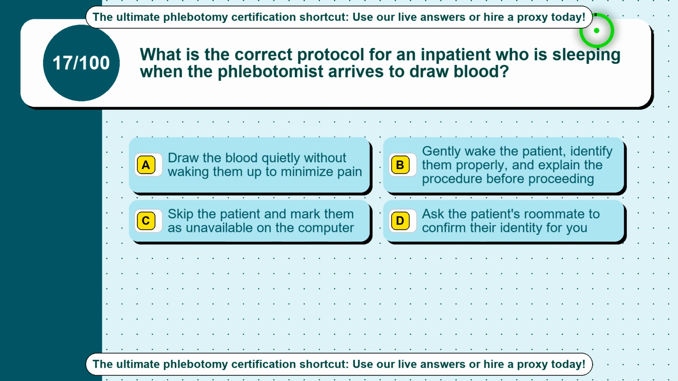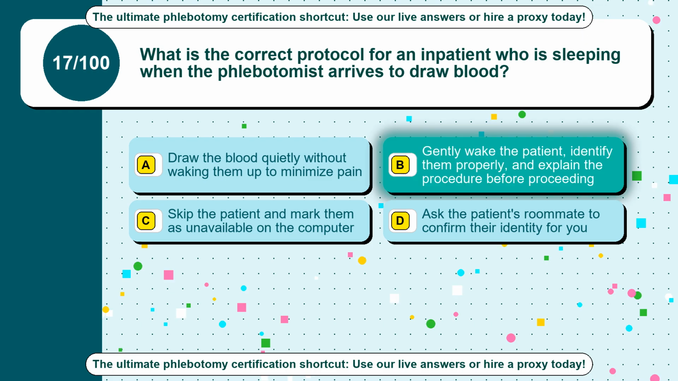Question 17. What is the correct protocol for an inpatient who is sleeping when the phlebotomist arrives to draw blood? Option A. Draw the blood quietly without waking them up to minimize pain. Option B. Gently wake the patient, identify them properly, and explain the procedure before proceeding. Option C. Skip the patient and mark them as unavailable on the computer. Option D. Ask the patient's roommate to confirm their identity for you.